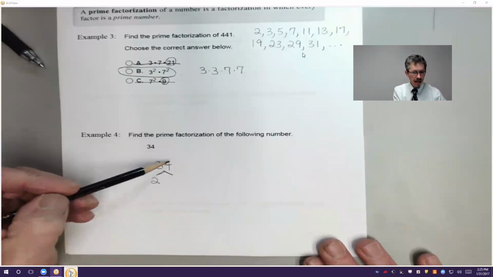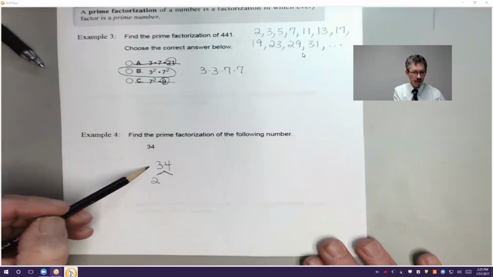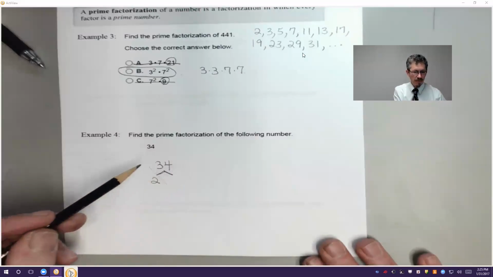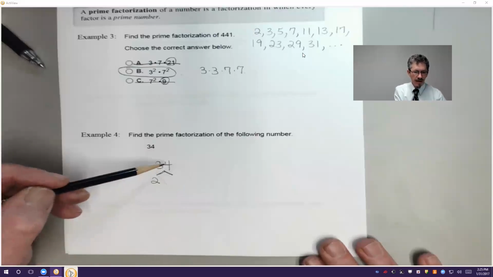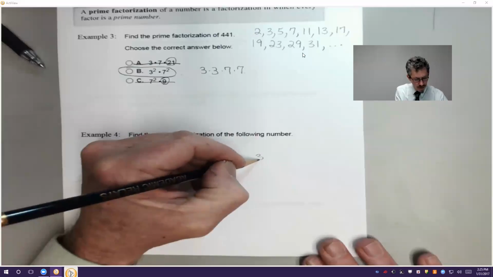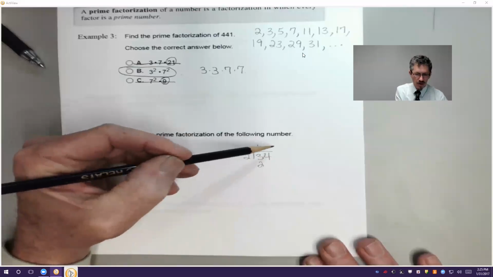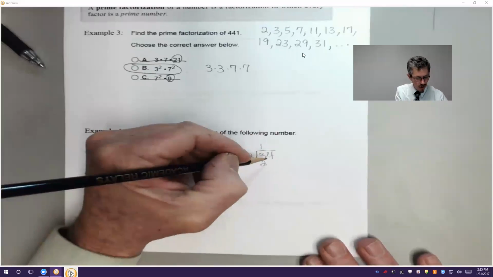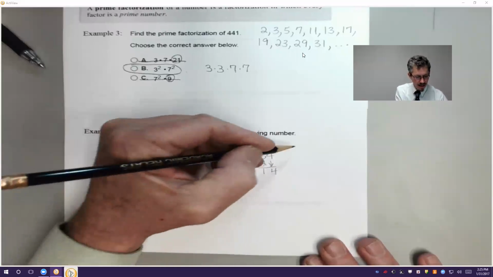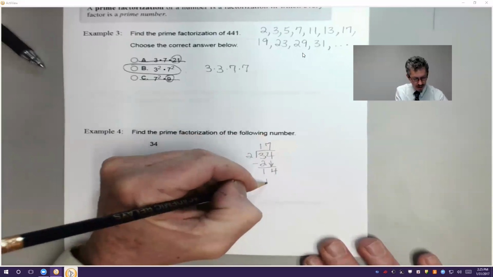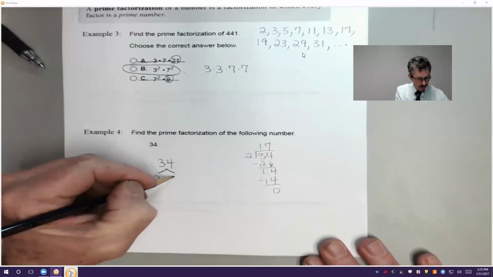It's a good idea, when you're doing a prime factorization tree, to always write your prime numbers on the left side, so at the end, you can get the prime factorization from the numbers on the left side. Now, when we divide 34 by 2, I'm just doing long division here. 1 times 2 is 2. We subtract, get 1, bring down the 4. 2 will go into 14 7 times. 7 times 2 is 14, and the remainder is 0. So 34 is 2 times 17.